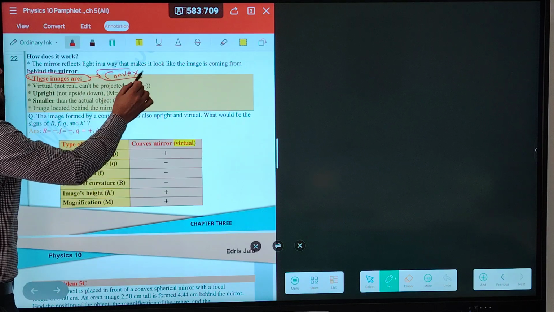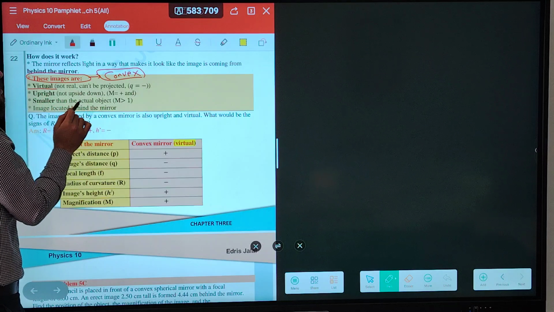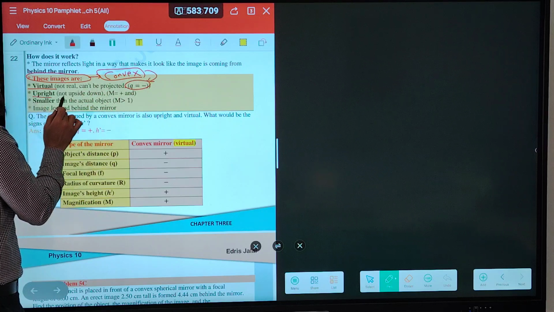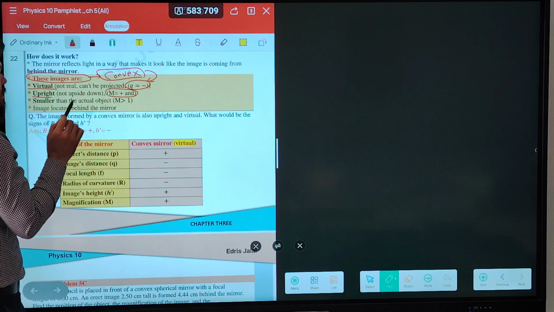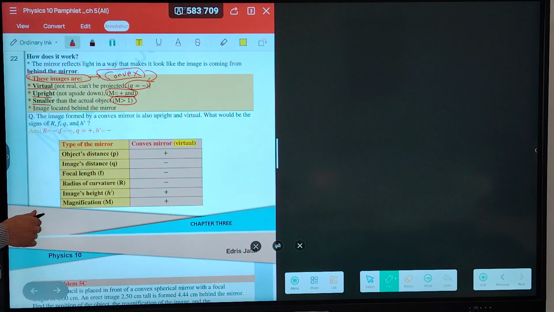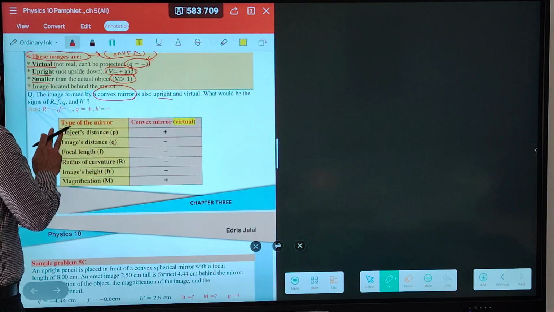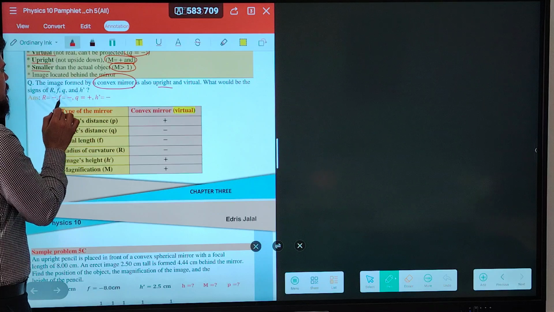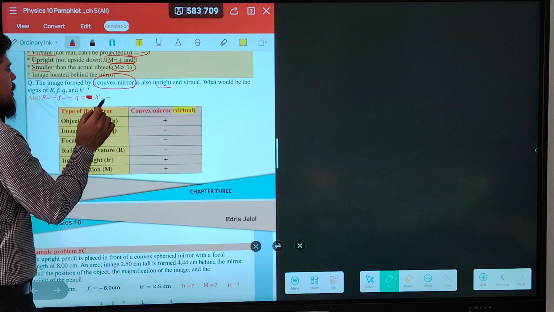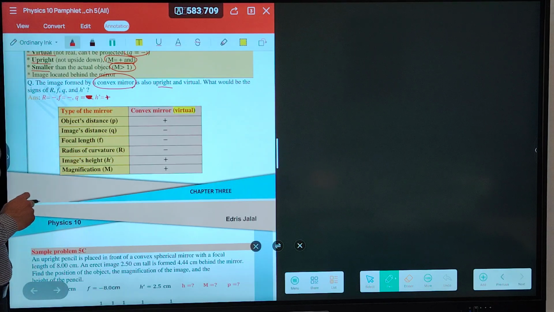The properties of the image created by a convex spherical mirror: always a virtual image, not real, cannot be projected on a screen, and Q is negative, always in convex. The image is upright, not upside down. M is positive, smaller than the actual object, magnification less than 1. Image located behind the mirror. The image formed by a convex mirror is also upright and virtual. So R, F, Q: R negative, focal length negative, Q negative. Sorry, this is not positive, this is negative, make it negative. H prime is positive because the image is upright.